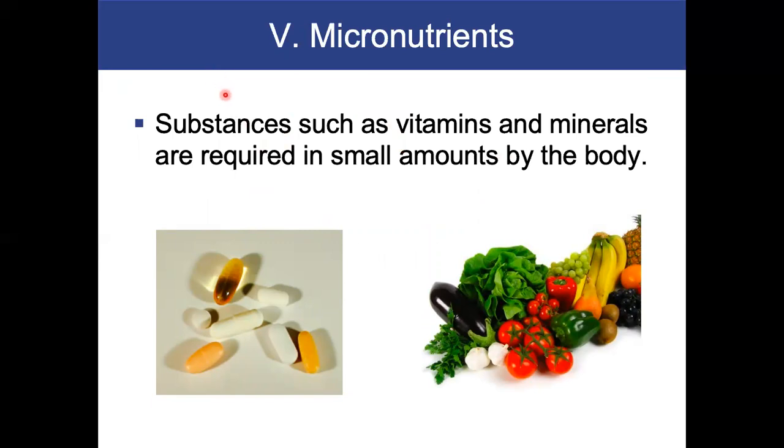Micronutrients. Micronutrients are substances that we need in small amounts by the body. So vitamins and minerals. Is it best to get it in pill form or in fruit and vegetable form? Fruit and vegetable form, obviously, because you get more nutrients per fruit or vegetable, right? So a banana doesn't just have one nutrient, it's made up of several. The rule is, if you have no other options, take a pill. The pill form is better than nothing.